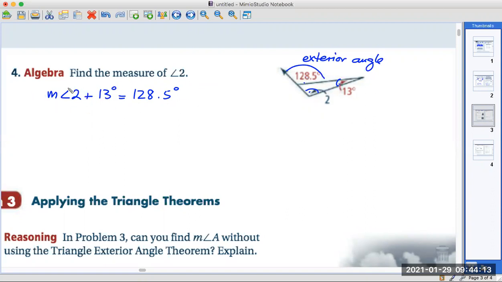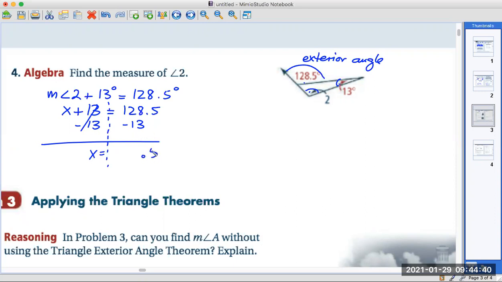So here's my equation. If I call measure angle 2 my unknown, I'll call it x, and I leave the degrees off, then I have to solve this equation. And you guys know how to solve equations by now, I hope. Subtract 13 from both sides. 128.5 minus 13 is 115.5. So measure angle 2, remember, I substituted that for x, I could have left measure angle 2, that's my unknown variable, what I'm looking for. So that's 115.5, which makes sense.